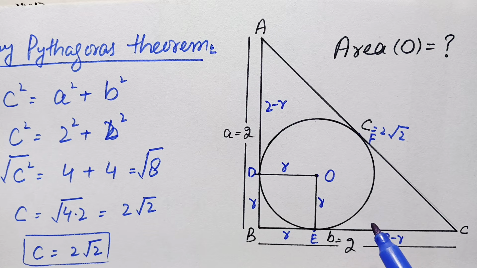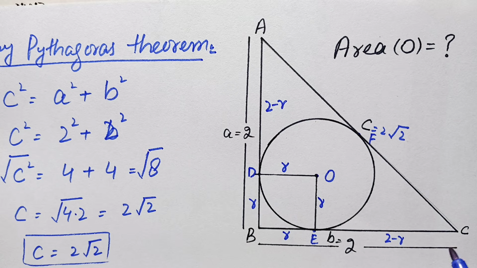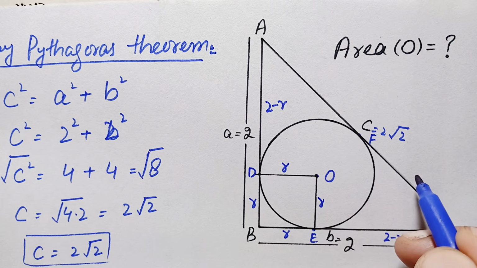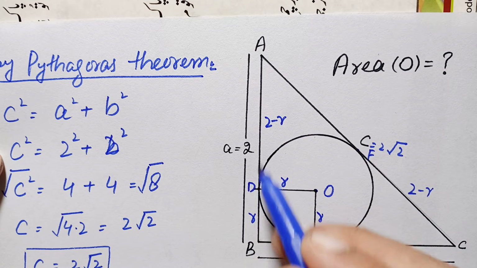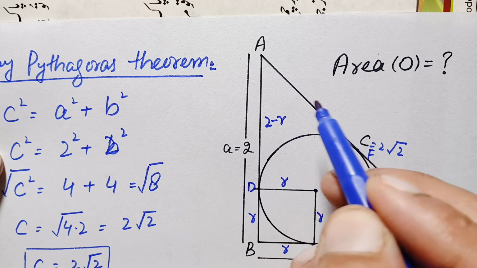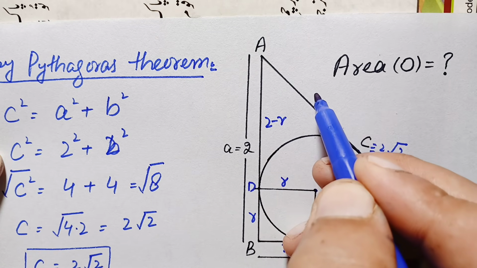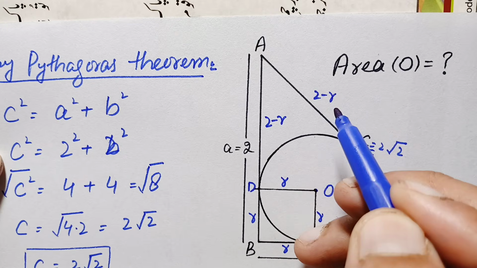Here in this step we will use the two tangents theorem result, which states that if we have two tangents to a circle from the same external point, then the lengths of the two tangent line segments will be equal, congruent. So the length of this tangent EC is 2 minus R, so this will also be 2 minus R. Now this tangent length AD is 2 minus R, so this AF will also be 2 minus R.